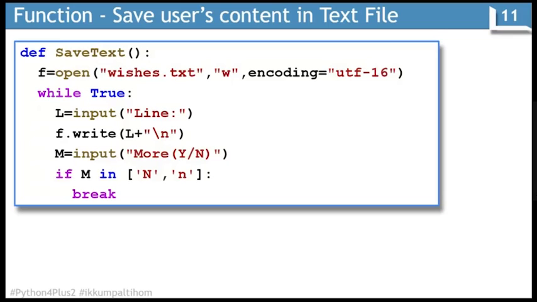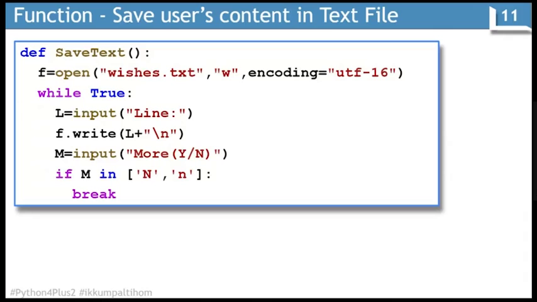Now, look at this particular code. In this code, we are simply creating a text file, and we are allowing UTF-16 encoding format. With the help of this format, we will be allowed to enter the content in any language. So it is Unicode format 16. It will allow us to type in Hindi, it will allow us to type in Urdu, we can also type in English. So all the languages will be supported in UTF-16.